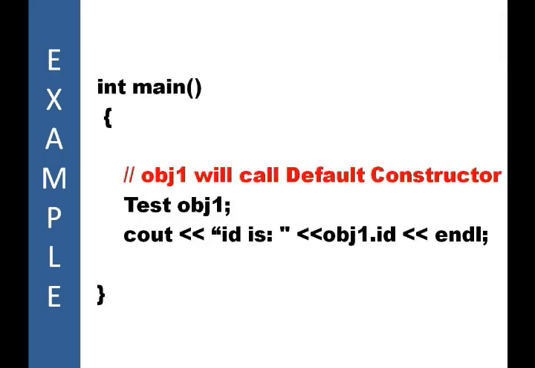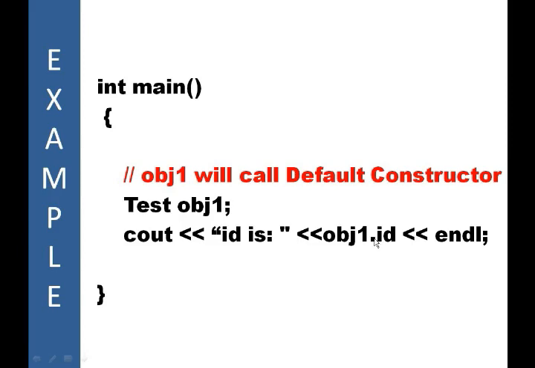Then we are printing that id value, cout obj1.id, then endl. Here we can refer to this id directly in the main program only because the id is defined as public.